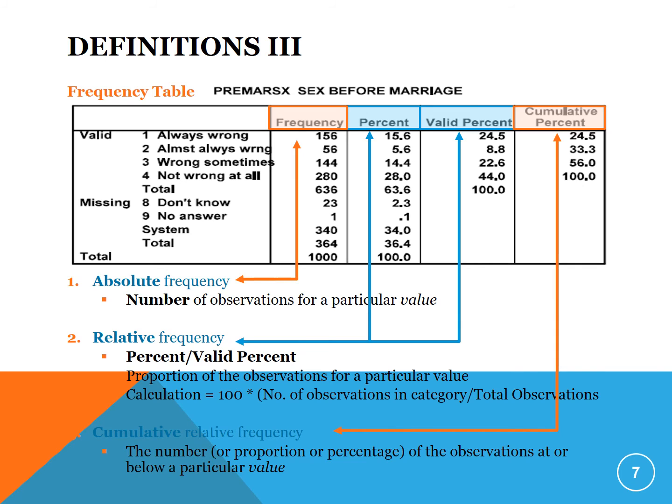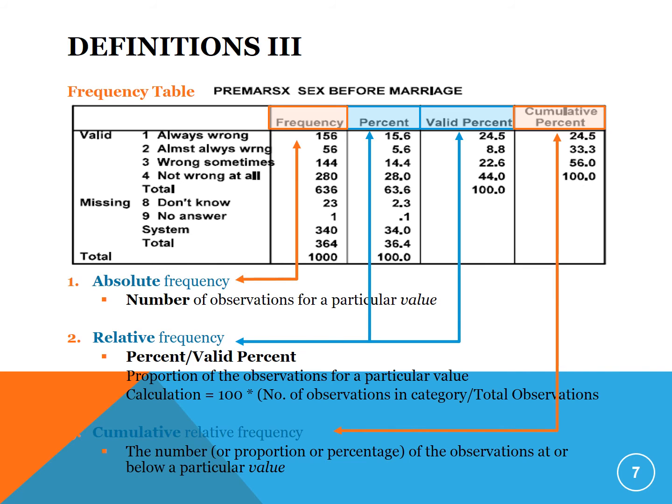So 156 people responded, premarital sex is always wrong. But what percentage of the entire group of people that we set out to interview, which is 1,000, what percentage of that 1,000 said always wrong? Well, that's 156 divided by that total, 1,000, and we get, as you can see there, 15.6%.